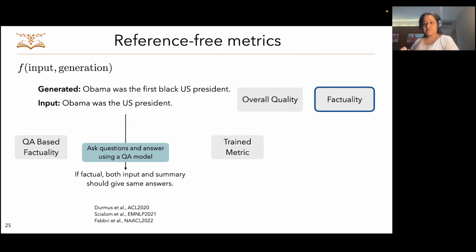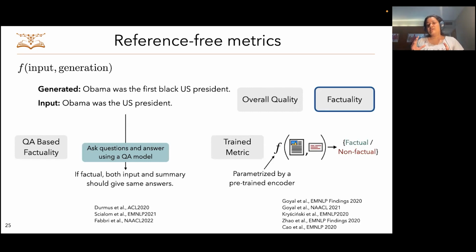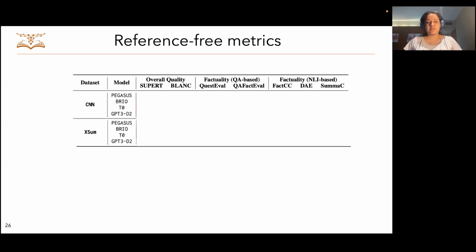The second category within factuality are trained metrics that basically learn a function of the input and the generated summary, and it predicts whether the summary is factual or not. And this function is parameterized by a pre-trained encoder model. A lot of my own work has been along this line. Okay, let's look at some of the results here.